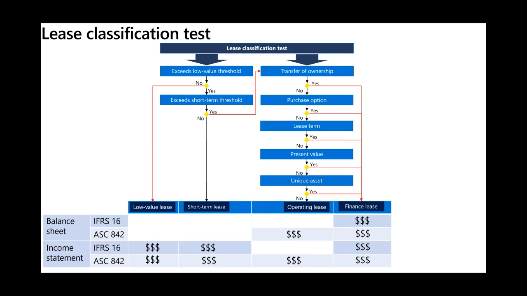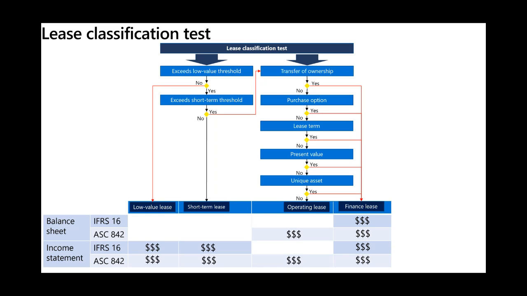if I can purchase this building or this car after the lease term. Also, we have the lease term and present value thresholds and the unique asset. If any of these criteria have been met, the lease will be classified as a finance lease. Other than that, it will be classified as an operating lease.